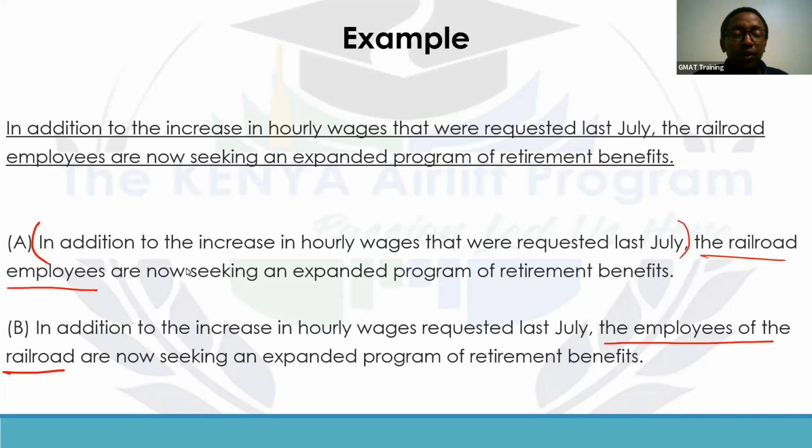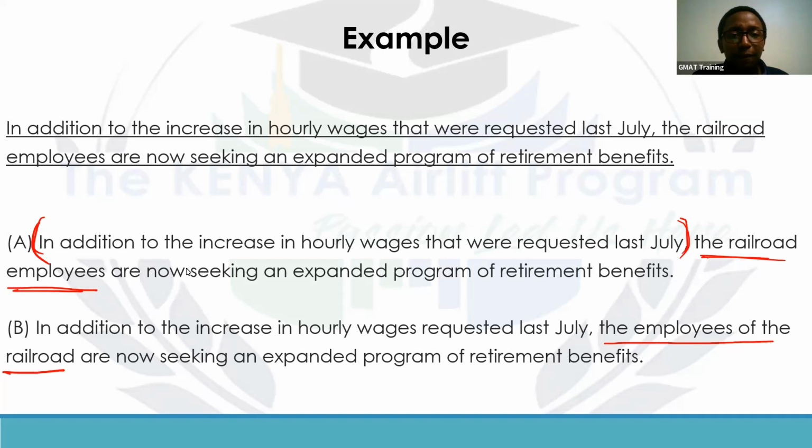So if you weren't careful about subjects, you'd end up trying to eliminate either A or B based on these, which is trivial in this case. It's not important. So how subject now comes in, if we read the part that I've put in parentheses: "In addition to the increase in hourly wages that were requested last July." On first read, it doesn't seem wrong. It actually sounds right.